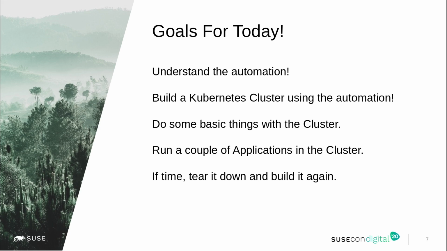So what are we going to try to do? One of the things we want to do is understand the automation, because the automation could be applied to other things you might be working on. If you understand what's going on, you can see how easy it is to script some of this stuff, especially in KVM, and to be able to stand things up very quickly. We want to build a working Kubernetes cluster using the automation that we've described.